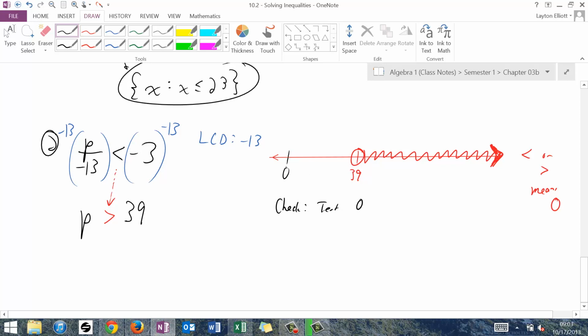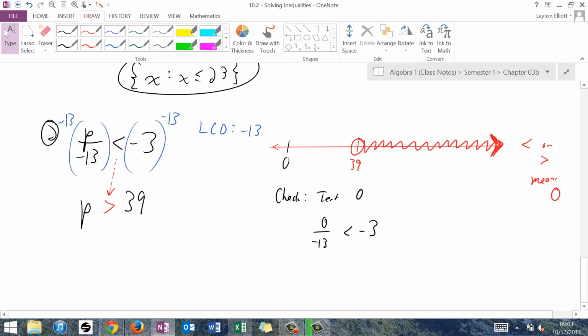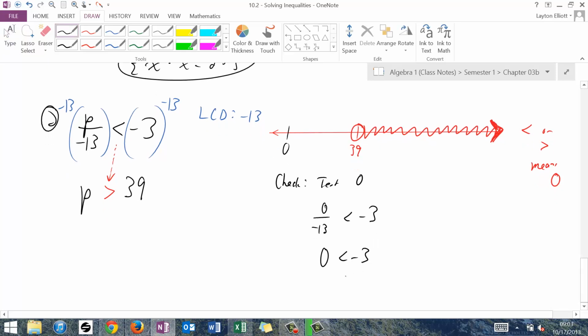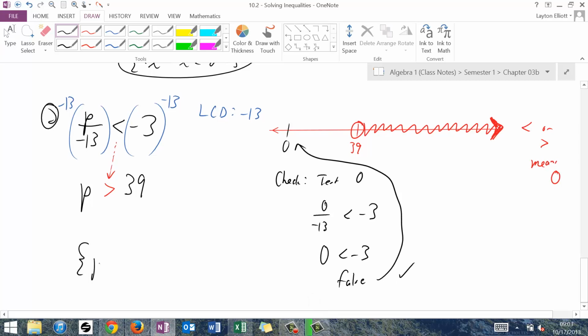0 is somewhere over here, so I don't want it to be true. When I put 0 over negative 13 and check is that less than negative 3, I get 0 is less than negative 3. This is false, but that's okay because I picked a number that's not in the shaded region, and that works. I wanted it to be false. That just makes sure I shade in the correct direction. And then I'm going to write all p such that p is greater than 39. And that's my final set notation.